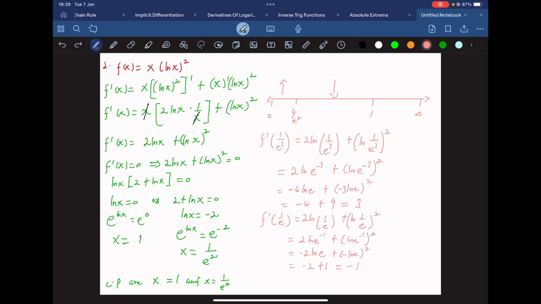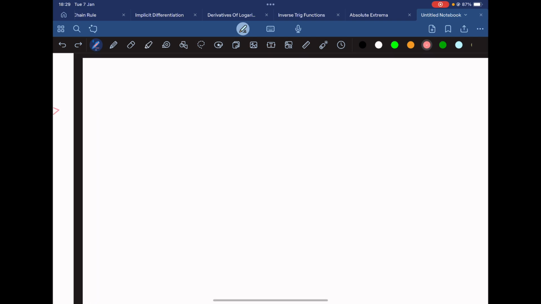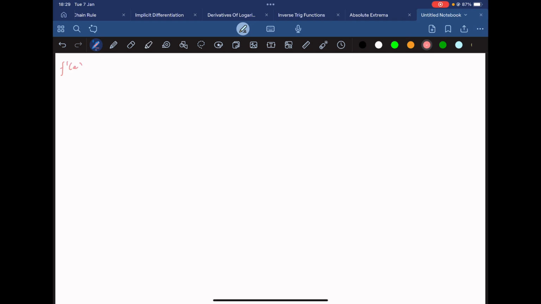Remember, e is approximately 2.7 something, so it's definitely bigger than 1. The reason why I'm not picking whole numbers such as 2, 3, and 4 is because it's going to be very difficult to evaluate them. I'm choosing e because of natural log. Remember, they are inverses of each other, so it makes it very easy to simplify. So let's find f prime of e. F prime of e, in this case, you're going to have 2 ln of e, then plus ln of e all squared.